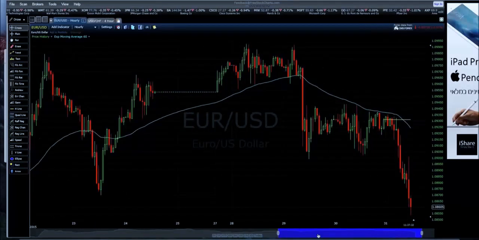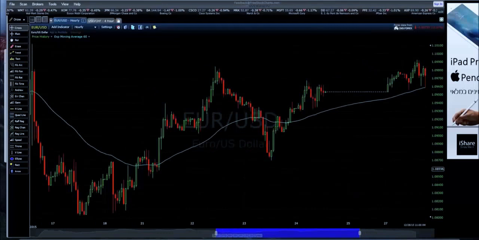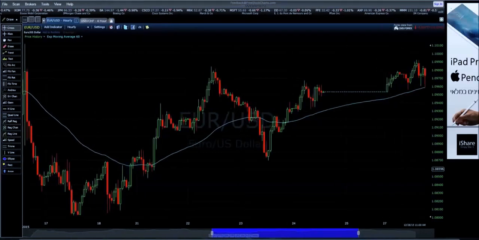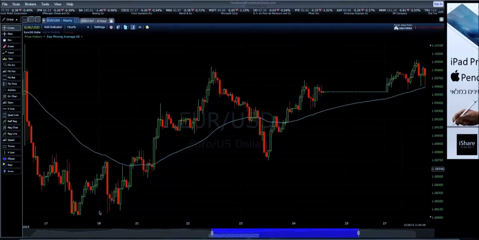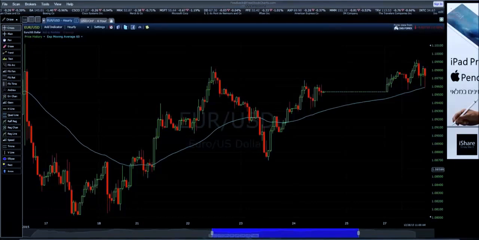In addition to the 60 EMA that I mostly use, I'm going to add a price action indicator called Fibonacci retracement. Now, as you can see, I'm working with freestockcharts.com. It's a totally free online charting platform. And I'll show you how to add this tool to the chart.